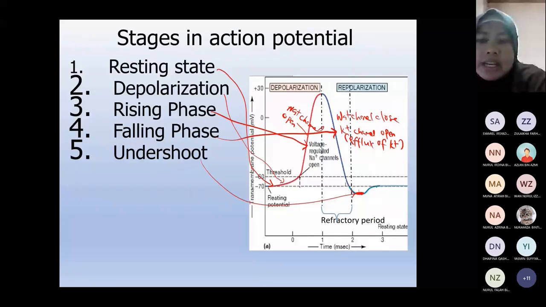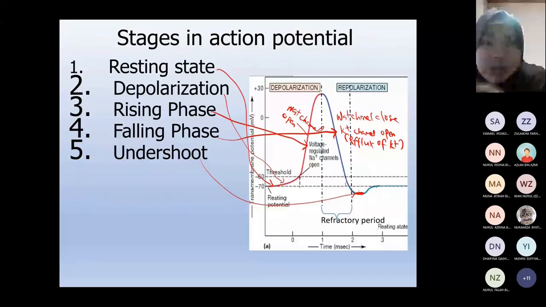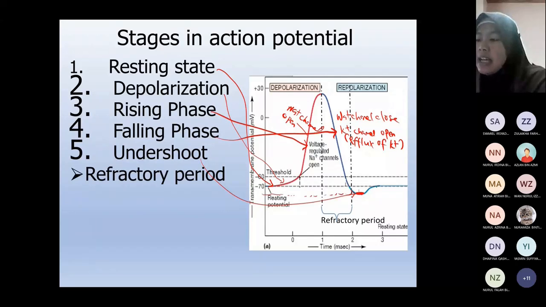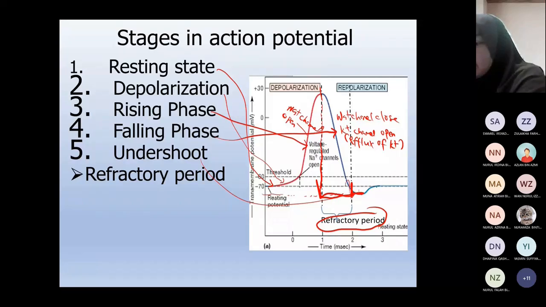So you can see that the sodium ion channel is still closed, but potassium ion channel is still open, which makes potassium ion diffuse out of the membrane and makes it more negative. The value is more negative than the resting. All right, okay. And there is a period which we call the refractory period. So here is the refractory period, between the repolarization and the undershoot.